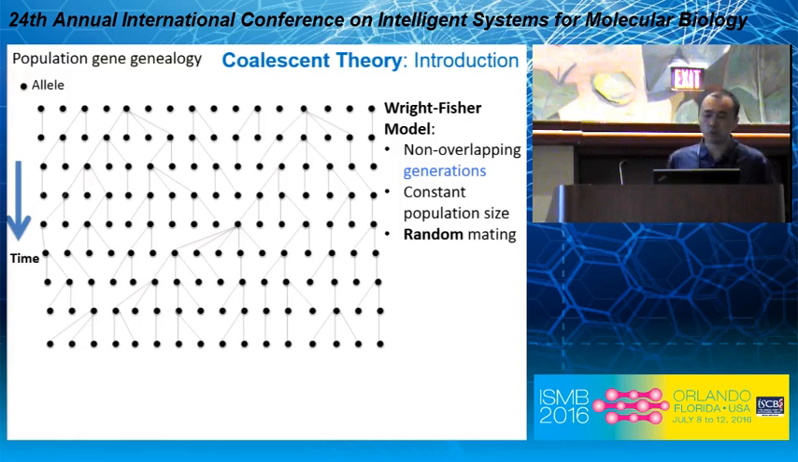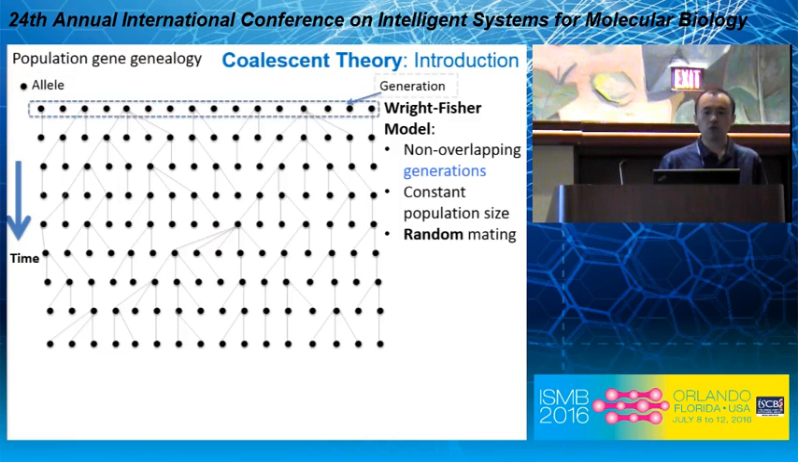In the Wright-Fisher model, we have a number of alleles. So it's like gene copies. And these alleles are arranged in generations. So the time flows from top to down, and each row is a generation. The basic assumption in the Wright-Fisher model is that the generations are non-overlapping, and the population size does not change. It's a constant population size. And it also assumes random mating.